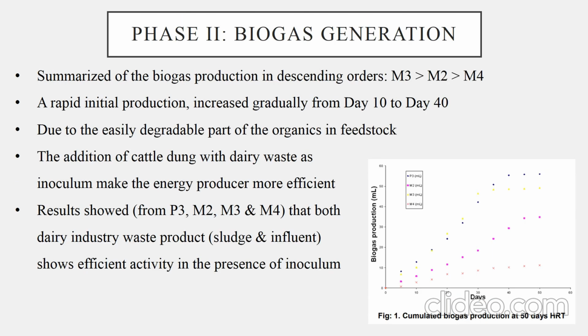Biogas generation. The summaries of the biogas generation in descending order are shown in the slide. Similar to digester P3, a rapid initial production was followed by a gradual increase from day 10 to day 40. This may be due to the easily degradable part of the organic matter in the feedstock. The result indicates that the addition of kettle dung with dairy waste as inoculum made the energy producer more efficient. Based on the 4 digesters from phase 1 and 2, both dairy industry waste products, which are sludge and influent, show efficient activity in the presence of inoculum.